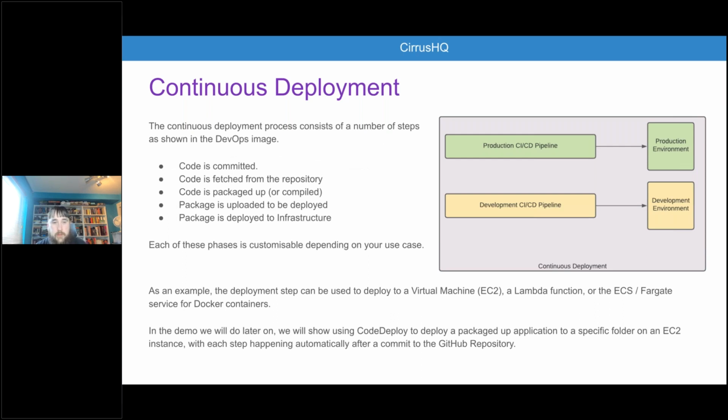So the process for this will be: the code's committed, then fetched from the repository, and it can be packaged up or compiled at that point, and we'll go through the CodeBuild process that can be used there. Then the package is uploaded to be deployed, and then it's deployed onto the infrastructure. In this case, we are going to be using a virtual machine, an EC2 instance, for our production environment. But with this same process, you can deploy Lambda functions, either using CloudFormation or the Serverless Application Model, or you can deploy into ECS and Fargate if you're using Docker containers. So you can package them up in the same way.